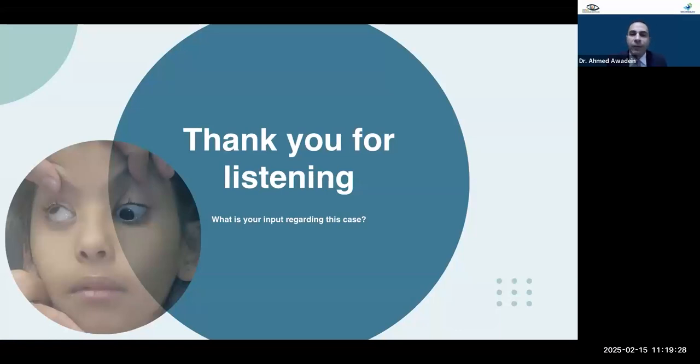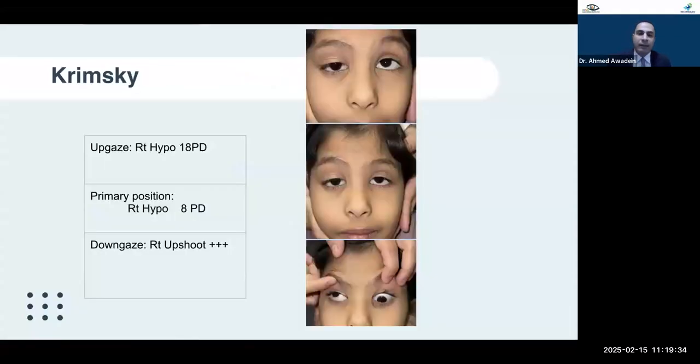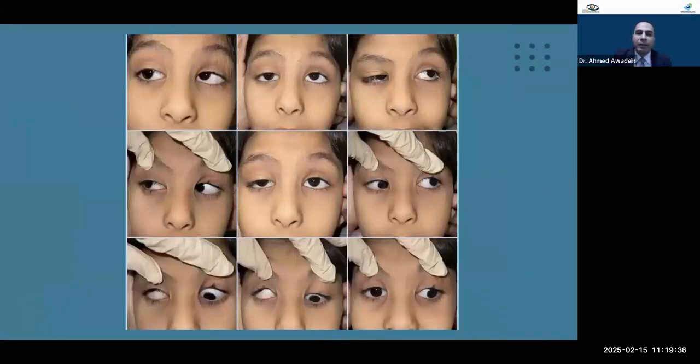Another peculiar thing in this photo, if you go back to the photo, you'll find that the patient has an A pattern. This A pattern, again, is highly suspicious of a problem in the superior oblique. You can see that in primary position there is no horizontal component, but once the patient looks down, you get a large A pattern. Again, this usually suggests a problem of the superior oblique.